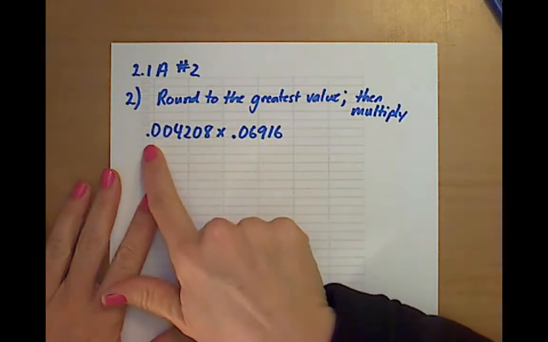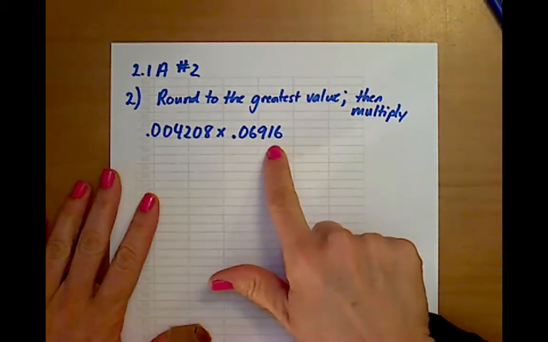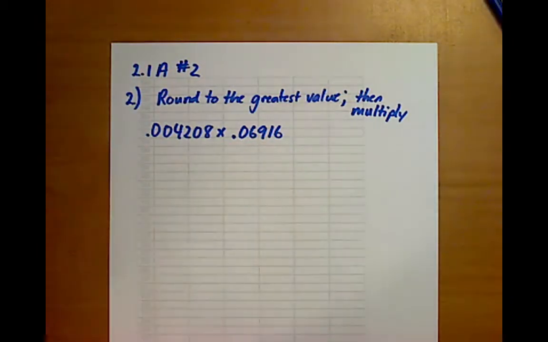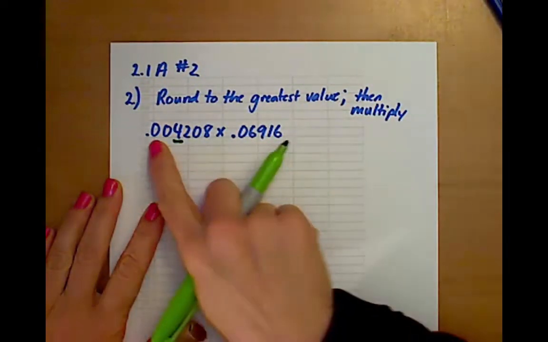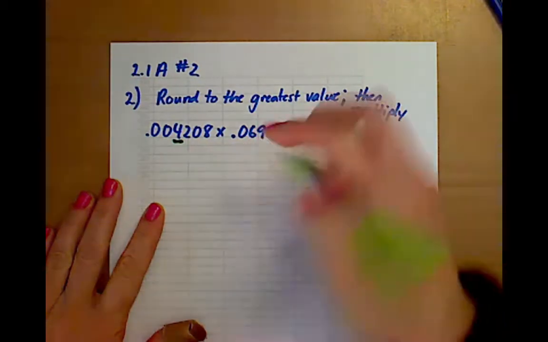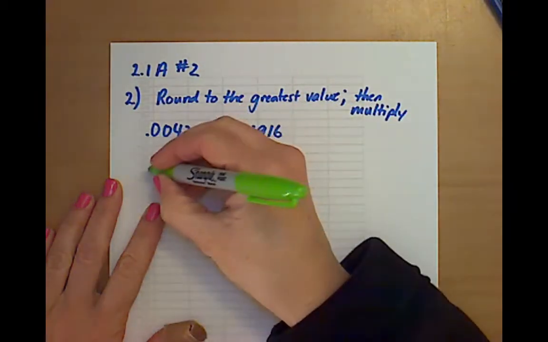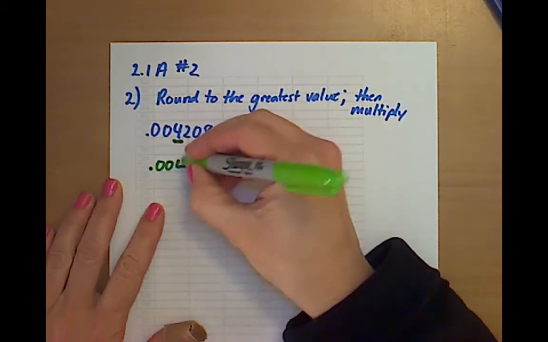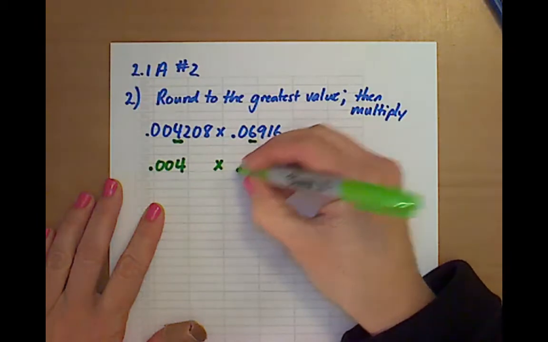So for number 2, it's 0.004208 times 0.06916. As we round this to the greatest value, it's going to be here, which is the thousandths, and then this is the hundredths place. So we're going to round this to 0.004, and this one gets rounded to 0.07.